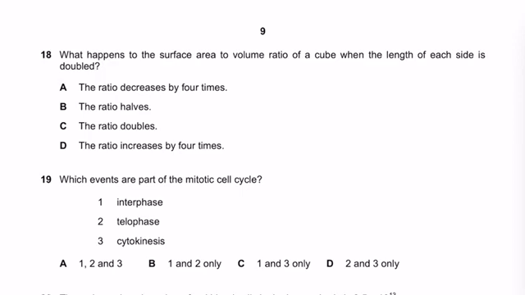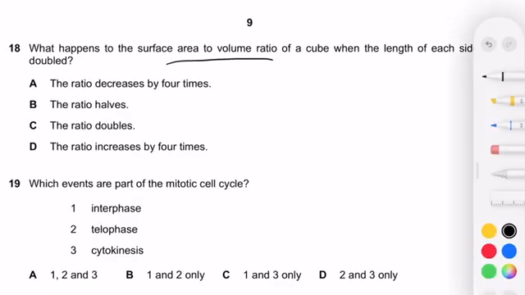Okay, what happens to the surface area to volume ratio of a cube when the length of each side is doubled? Actually, the ratio halves. Now, you don't need to memorize this. You can actually just experiment. You understand that the surface area to volume ratio is literally what the name says. To calculate it for a cube, the surface area is just going to be 6s squared, and then you divide that by the volume, which is literally side by side by side, or in other words, side cubed.